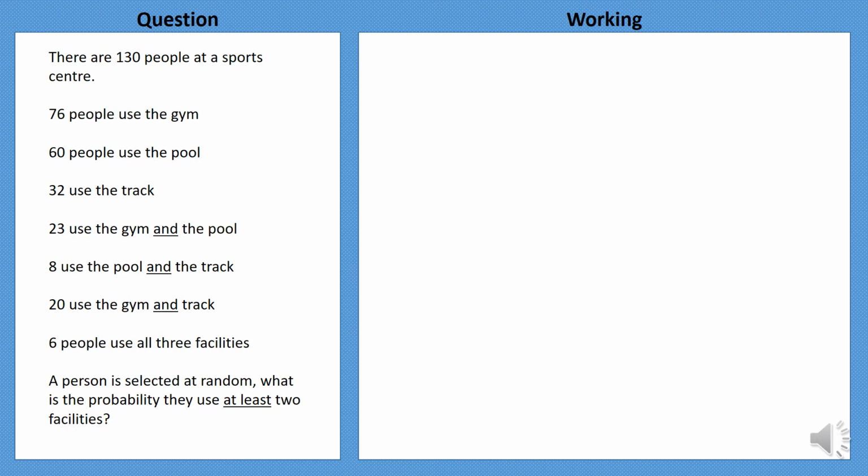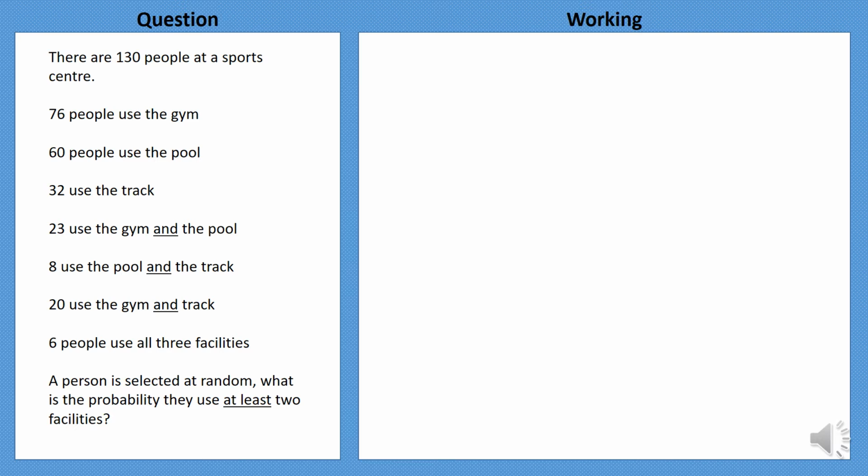So there are 130 people at a sports centre, 76 people use the gym, 60 people use the pool, 32 use the track, 23 use the gym and the pool, 8 use the pool and the track, 20 use the gym and the track, and 6 people use all 3 facilities. The question that we're actually being asked is a person is selected at random. What is the probability that they use at least 2 of the facilities?